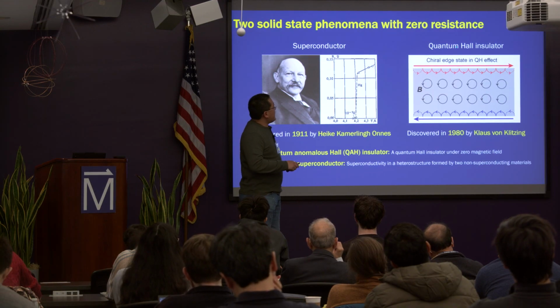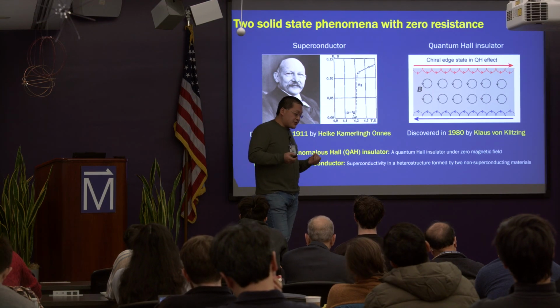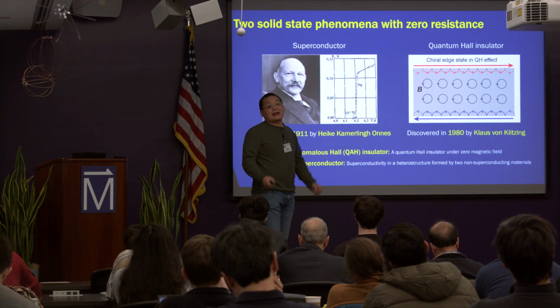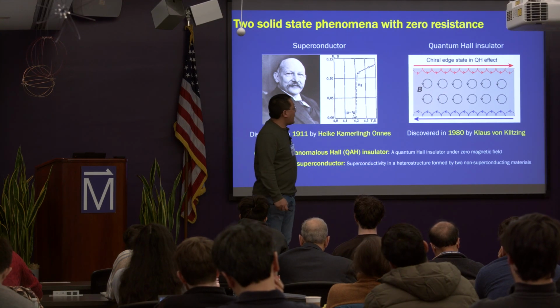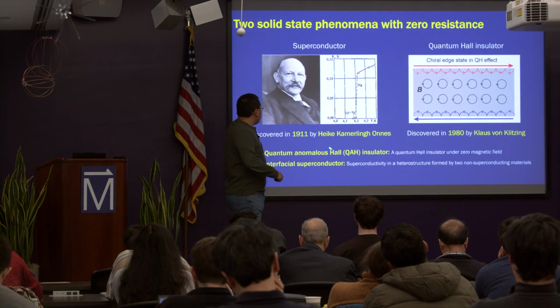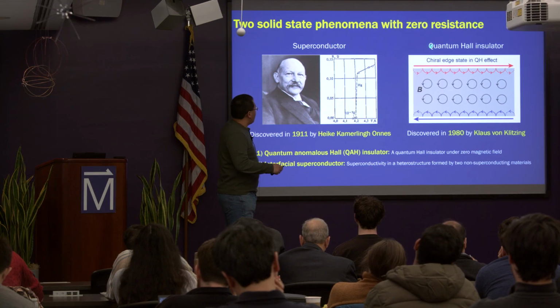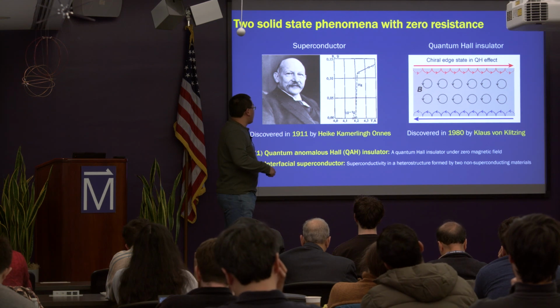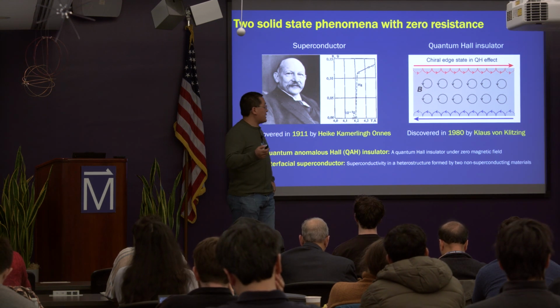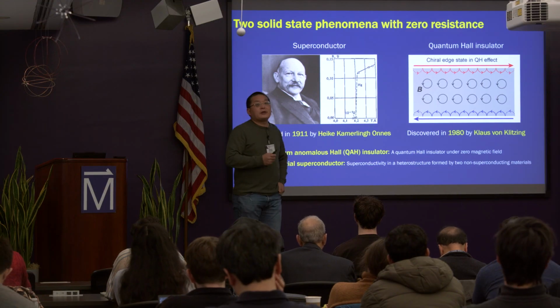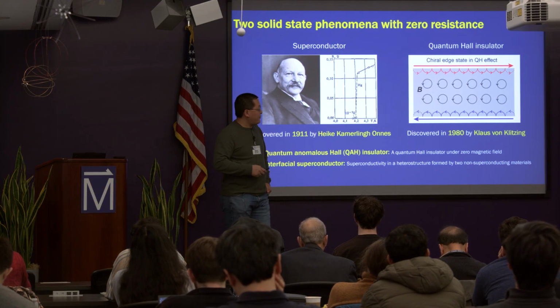And this kind of quantum Hall insulator is usually realized in a 2D electron gas under a strong, high magnetic field. In this talk, I will show these two phenomena and why this is a unique kind of quantum Hall insulator, which we call quantum anomalous Hall insulators. As I told you, it is a quantum Hall insulator under zero magnetic field.